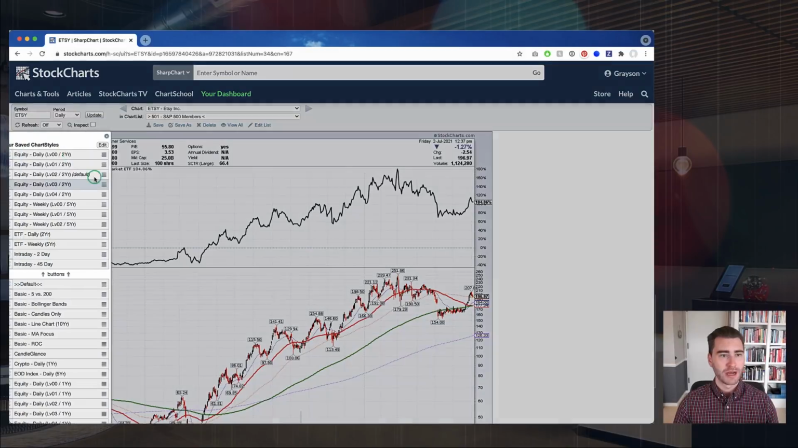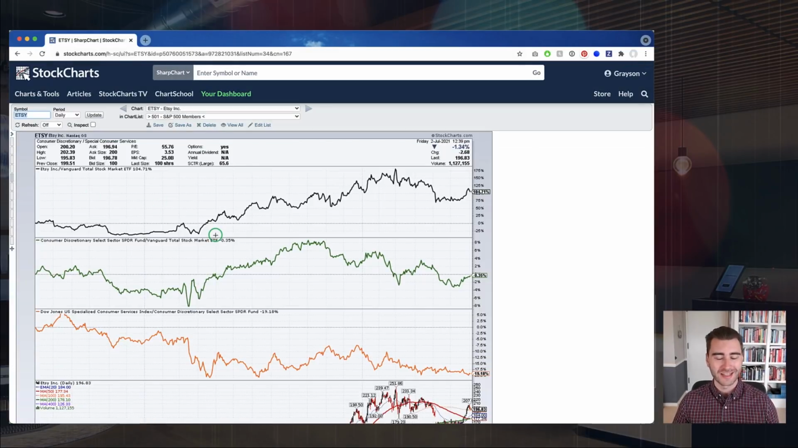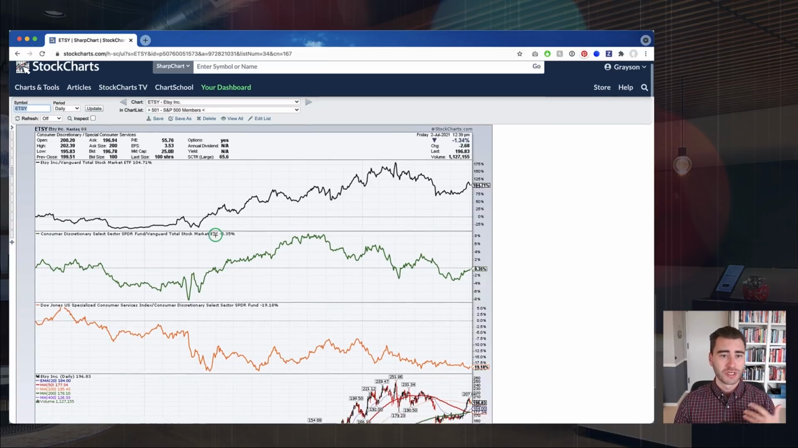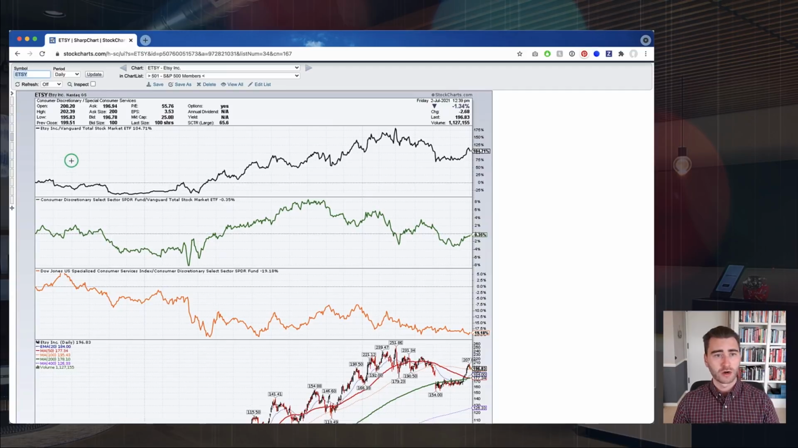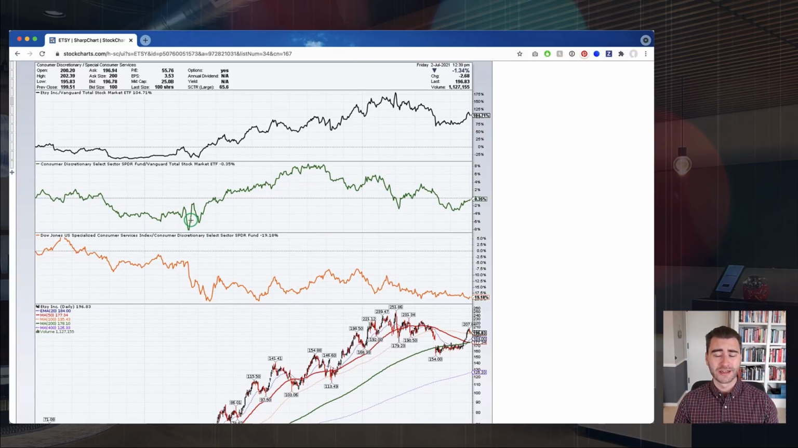Finally, of course, I've got my level 4 chart, and this is where I get to the big daddy, the most advanced view that I look at, which brings in the most indicators. We can see it's very similar here. We've got our relative strength line at the top, which is Etsy versus VTI, the total market. But down below that, I actually bring in a couple of additional relative strength layers.